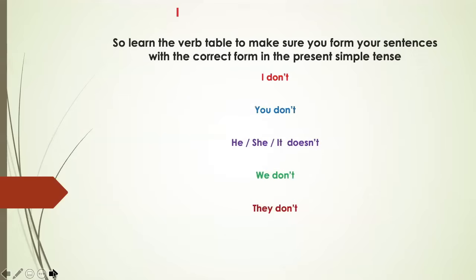So the important thing to know is your verb tables again. I don't, you don't, we don't, and they don't. He doesn't, she doesn't, it doesn't. Once you know them, you're using the base form of the verb, and you should be forming your sentences quite easily with the present simple tense, but using the correct form of don't or doesn't, or the correct form of the base verb.